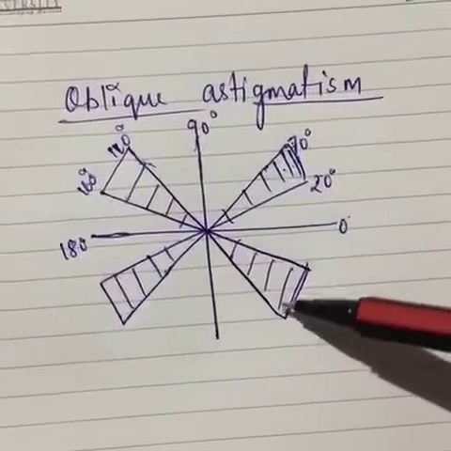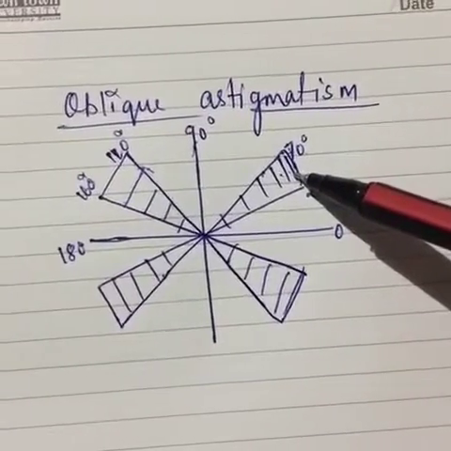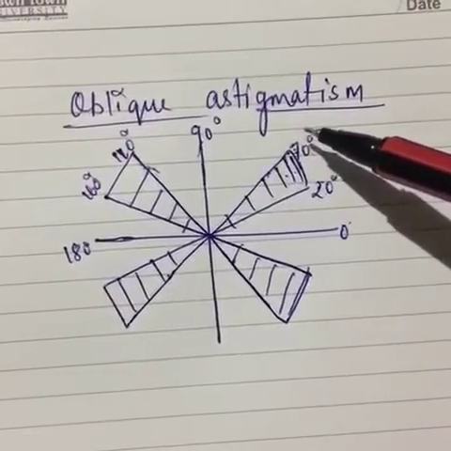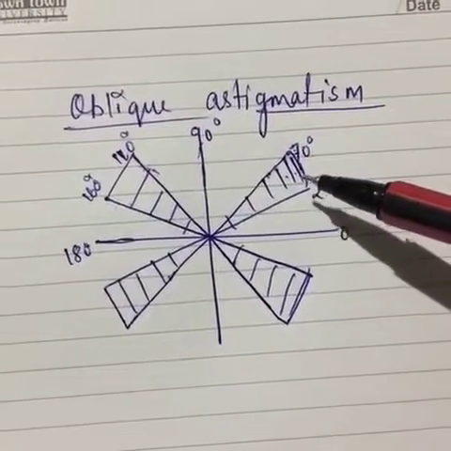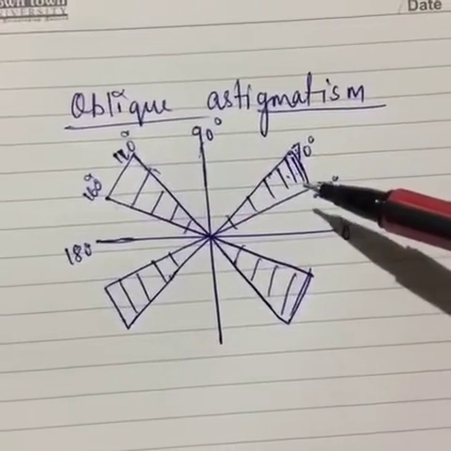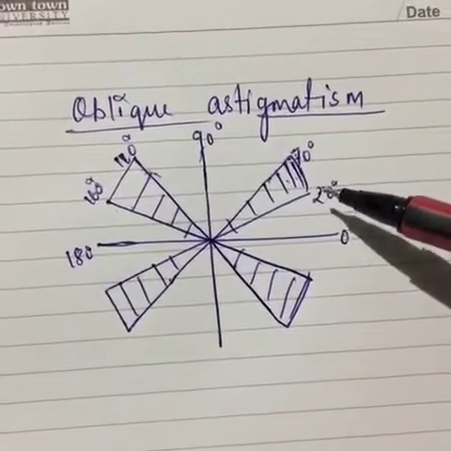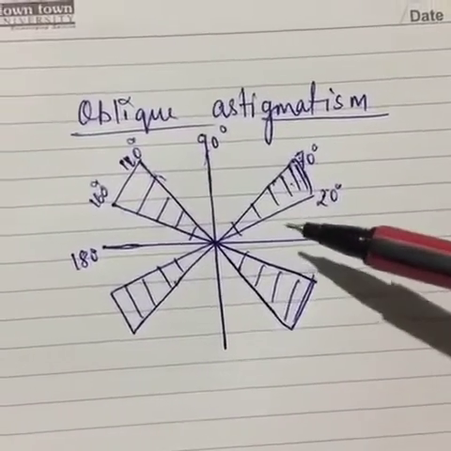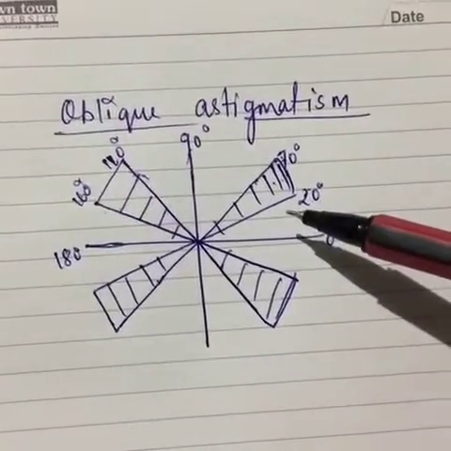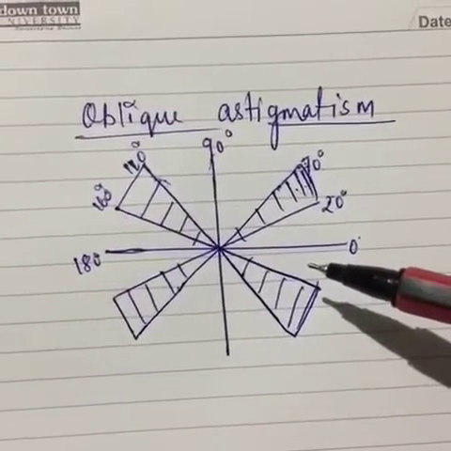So if the greatest refractive power is present in these meridians, then it will be considered as oblique astigmatism, but both meridians have to be separated by 90 degrees. Like if one meridian is 60 degrees, then the other meridian will be 150 degrees. 90 plus 60 will be 150 degrees. Because oblique astigmatism is also a type of regular astigmatism.